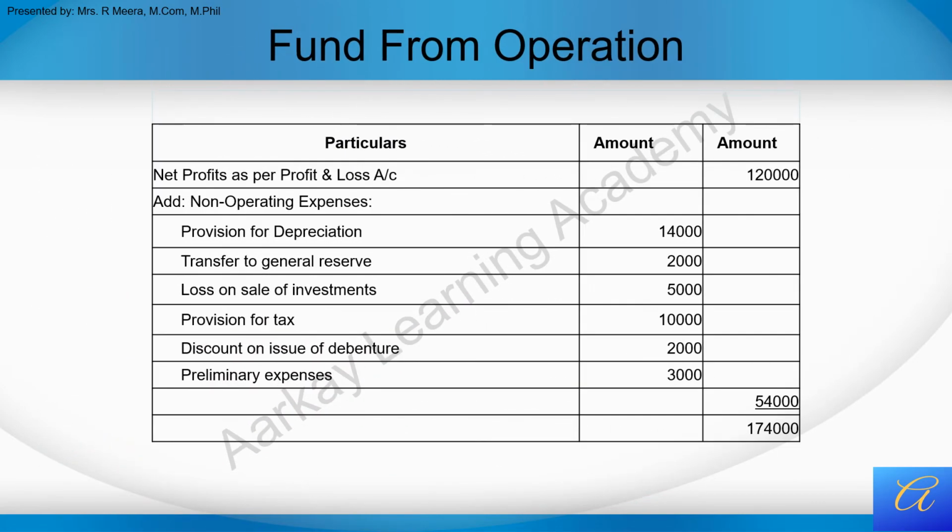As per our format, from the profit and loss account, which is 1,20,000, we have to add back all the non-operating expenses. So the total of the non-operating expenses comes around 54,000. We have to add this back to our 1,20,000. We arrive at 1,74,000.